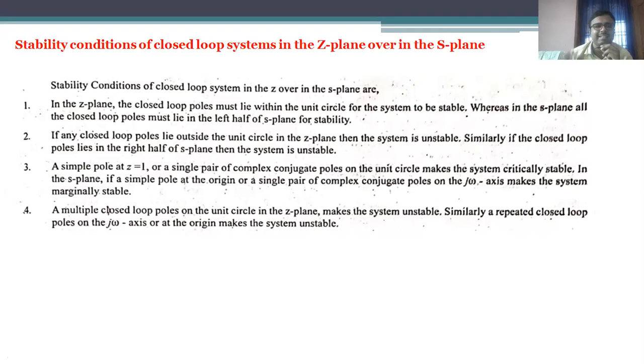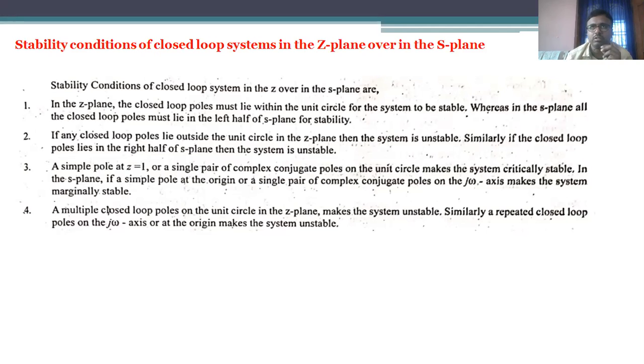The second condition is, if any closed loop poles lie outside the unit circle in the z plane, then that system is called an unstable system. The second statement is the vice versa of the first statement. If the poles lie within the unit circle of the z plane, then the system is stable. Or else, if the poles of the closed loop system lie outside the unit circle, then the system is called unstable.